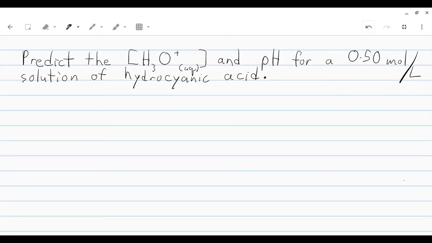In this question, we're asked to predict the hydronium ion concentration and pH for a half a mole per liter solution of hydrocyanic acid. So hydrocyanic acid is HCN(aq). If we take a look in our data book on the acid base table, hydrocyanic acid's Ka is equal to 6.2 times 10 to the negative 10.